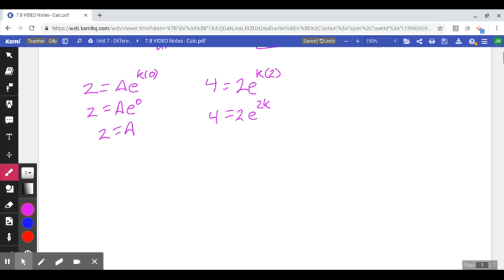Move this down a little bit. So we're going to divide by 2 on each side. If we divide by 2, we have 2 is equal to e to the 2k power. We'll change this into a logarithm. So that's log base e of 2 is equal to 2k. Remember, the exponent always goes on the other side of the log. A log base e is really just the natural log. And then we're going to have to divide everything by 2 to find k. So k is going to be equal to the natural log of 2 divided by 2.